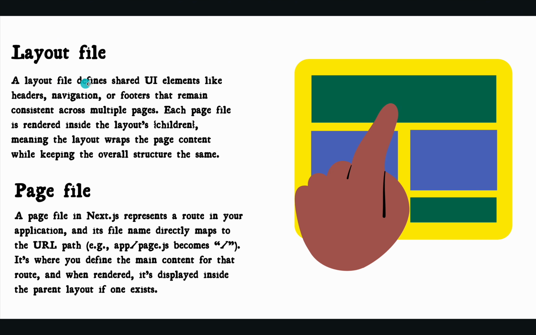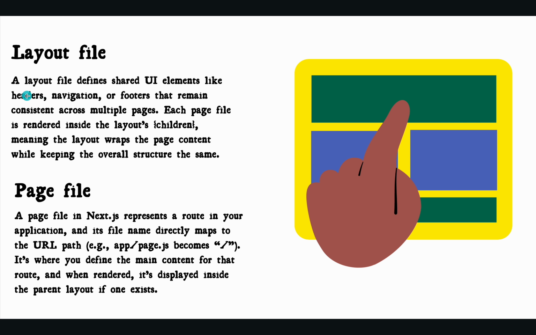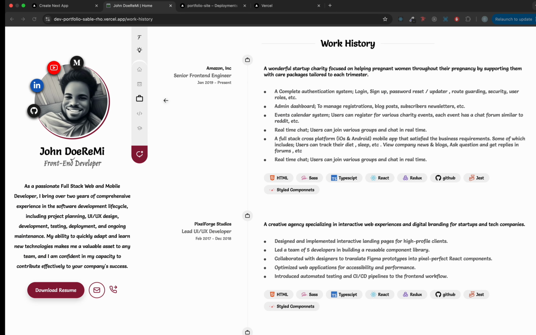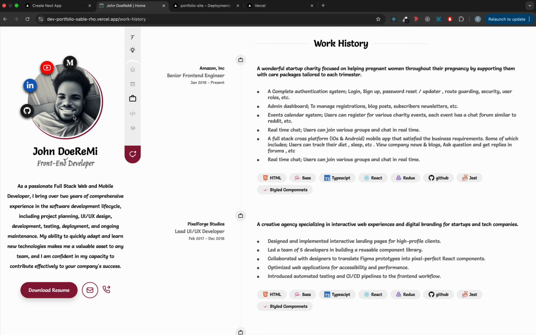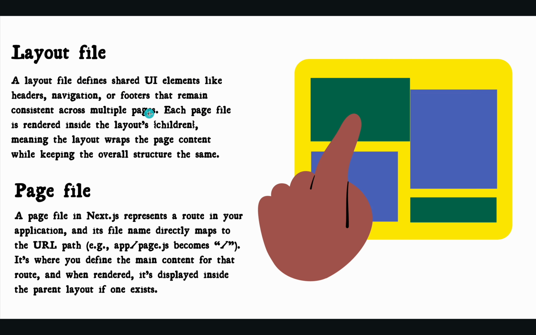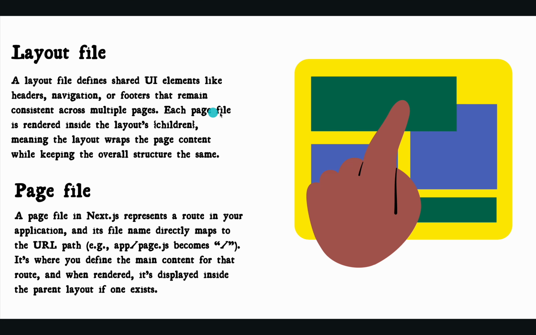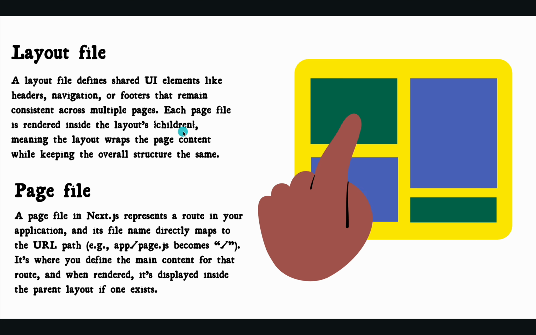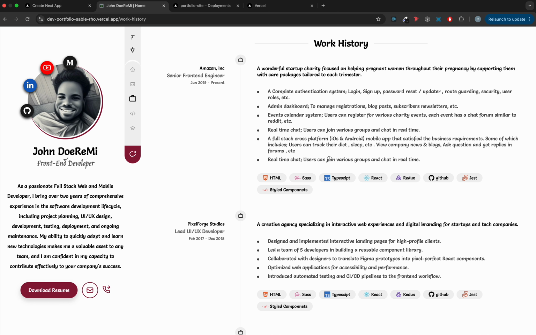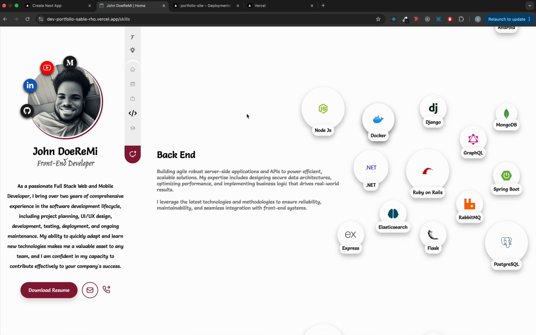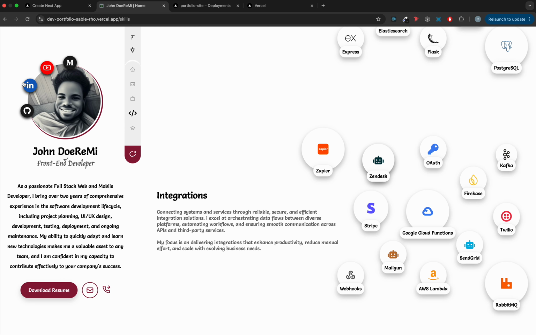A layout file defines shared UI elements like headers, navigation, or footers. In our case, this About Me section is the shared element across multiple pages. Each page file is rendered inside the layout as children, okay? So each page file is rendered inside the layout. So you can see these are pages and they're being rendered inside this layout. So that's why when we change the page, it looks like it's being rendered alongside the About Me section, right? So this is a layout.